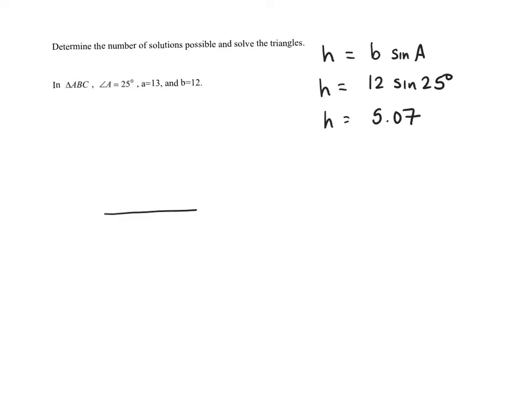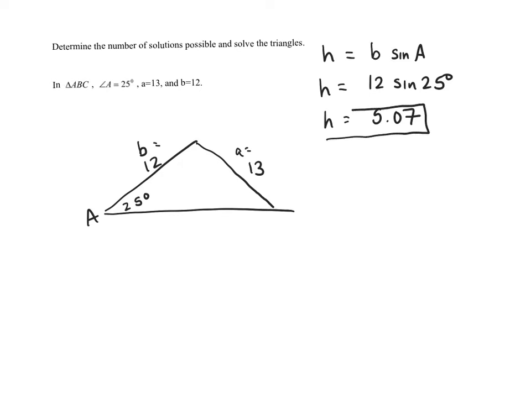So if we think about what's happening here, we have this side here. We have a 25-degree angle. So that is angle A. So this would be side B, and side A would be across from angle A, and it's 13. So here's our setup. The question is, does 13 really touch? Well, there's definitely going to be a solution because 13 is definitely bigger than 5.07. There's only no triangular solution if a is smaller than that value. So we definitely have one.